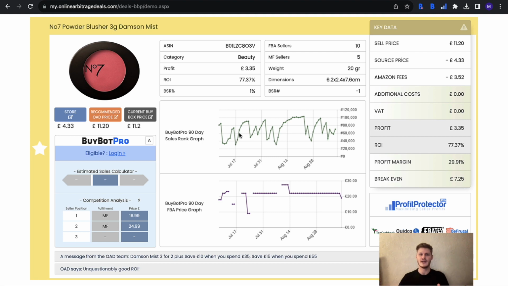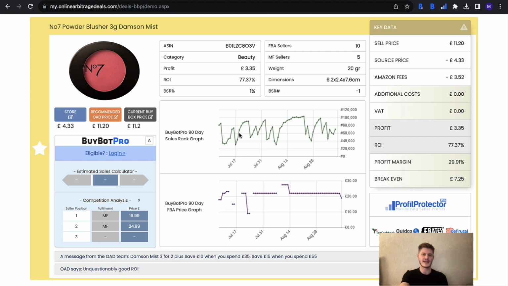It could be that there's been a big flat period where there's not been much movement whatsoever, not much change in the BSR, then all of a sudden it's gone up and down and up and down. And this tells us that the item wasn't very popular, it wasn't moving very much, and then all of a sudden it's gained traction and built up to become quite popular and sell quite well.